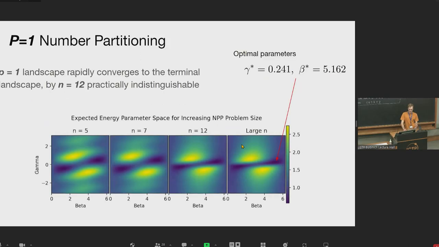So on a surface plot, here on the left-hand side, we see a finite size instance of number partitioning, and the expected value of our QAOA state for different points in the parameter space. And we can see that as the number of qubits increases from left to right, we have this convergence to a terminal landscape, which is the landscape derived analytically from this PDF of the problem. And the optimal parameters I derived on the previous slide correspond to the darkest region here on the right-hand plot.